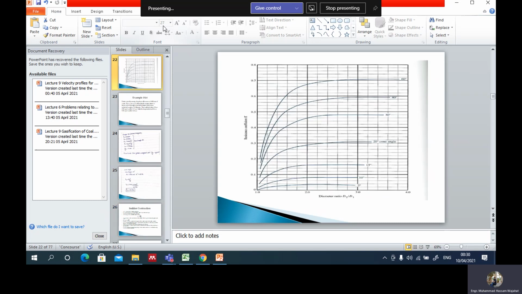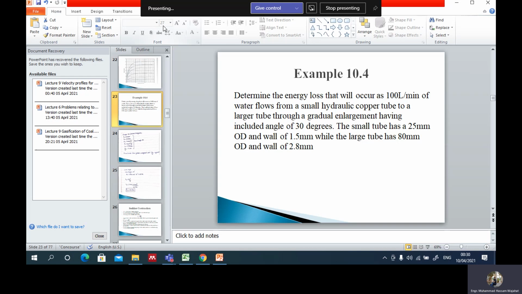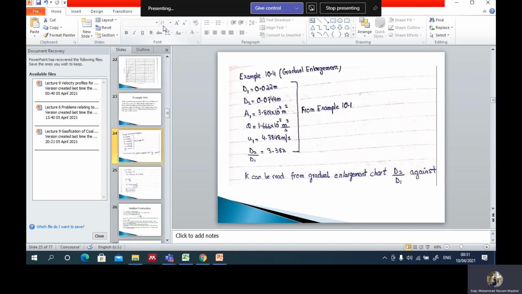Similarly to the diagram in the sudden enlargement case, where it was the ratio of the diameter to the velocity, here it is the ratio of the diameter to the angle. Whatever angle is given in the question, you select that as your curve. Or if it is an angle in between, you make an imaginary curve. So I don't think you should have a problem with this numerical. Determine the energy loss that will occur at the same conditions. Same thing as we did in example 1.